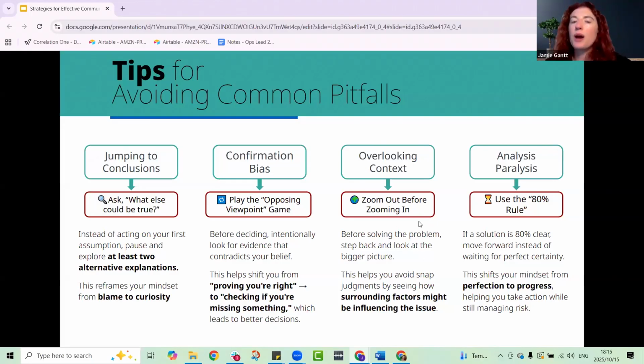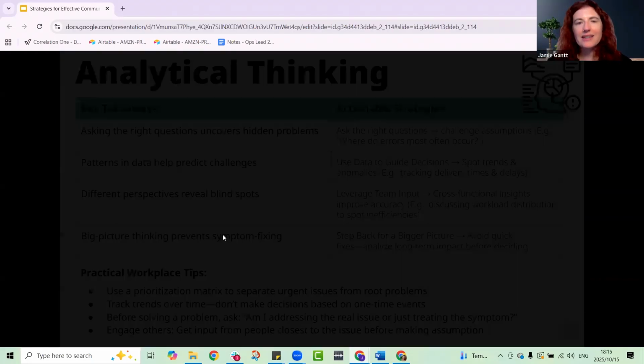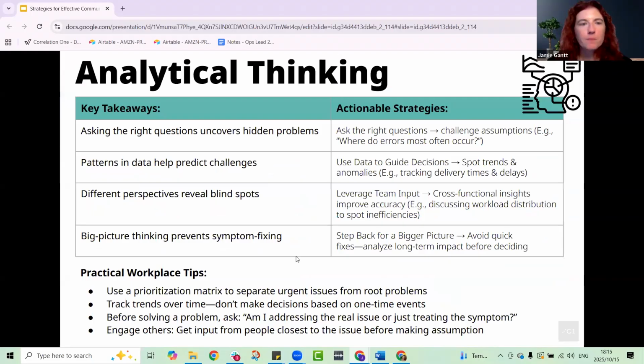Look for the context, zoom out before zooming in, and then to avoid analysis paralysis, use the 80% rule. Done is better than perfect, right? As long as a solution or a process change or a new procedure, policy, whatever, is 80% ready to go, get it out there, because the other 20% can be tweaked and changed and adjusted as you go. Kind of like building the plane while it's in the air.